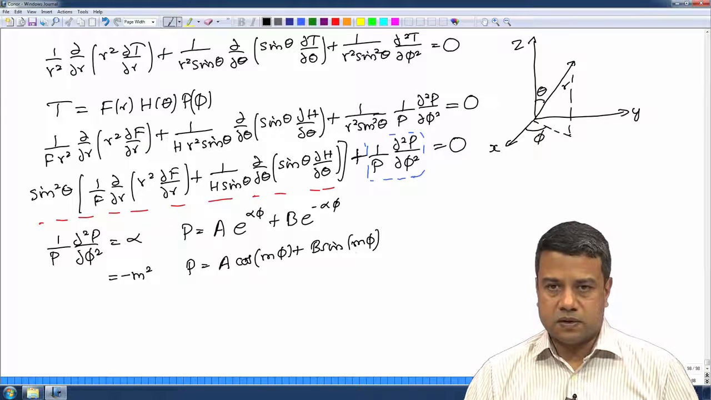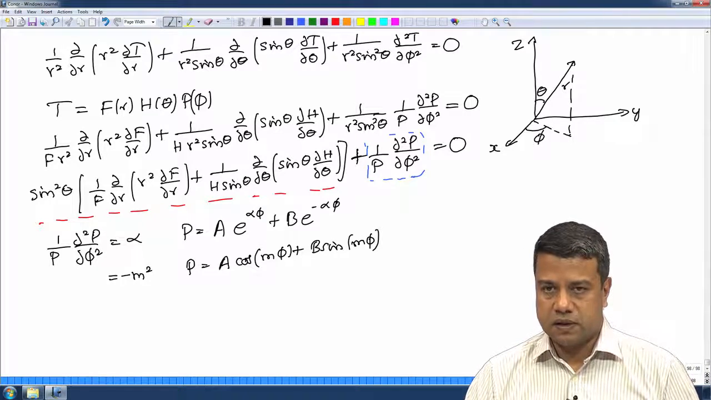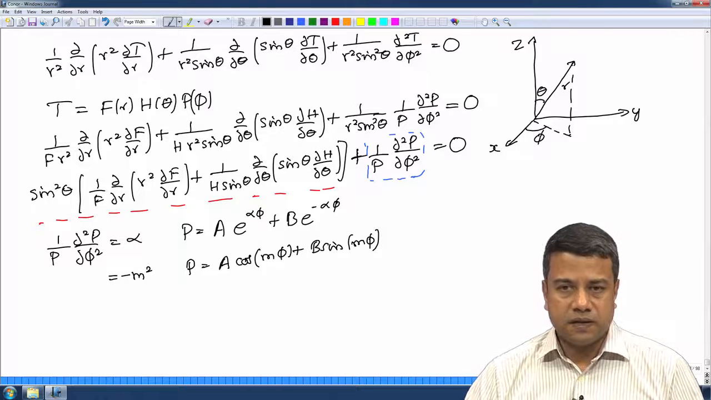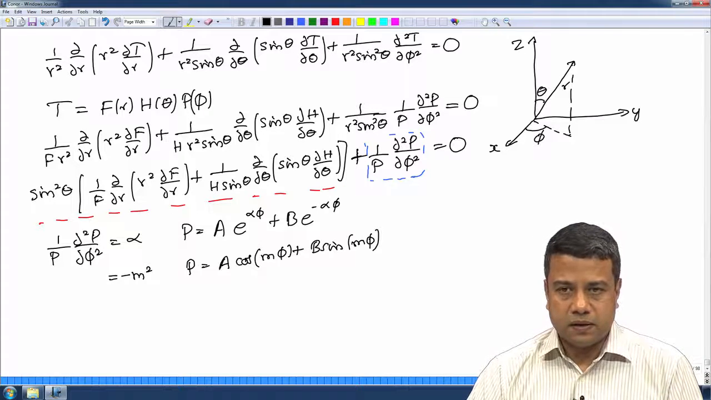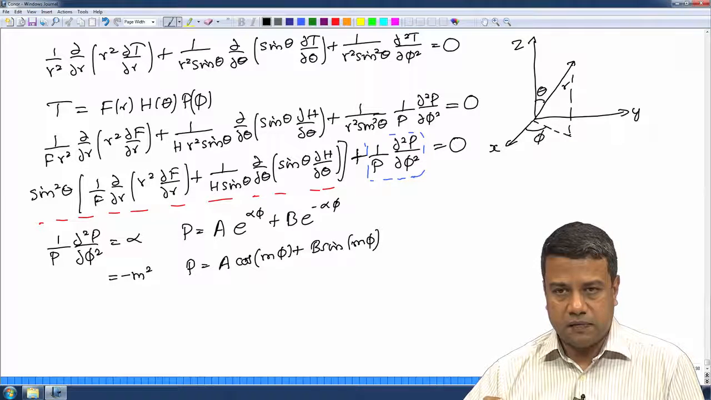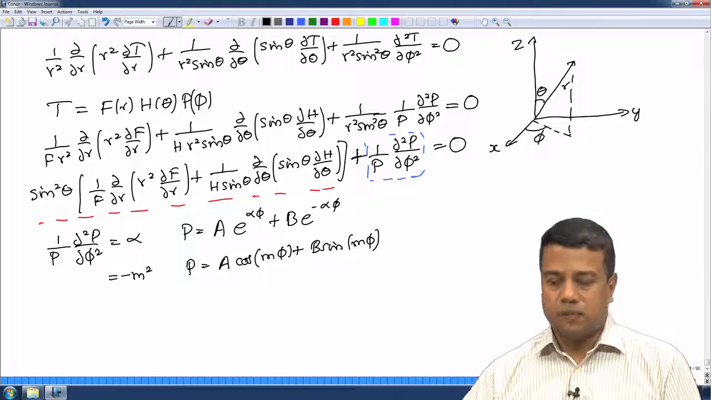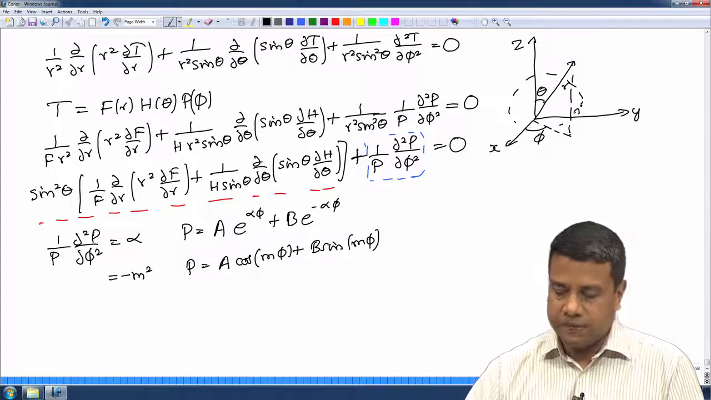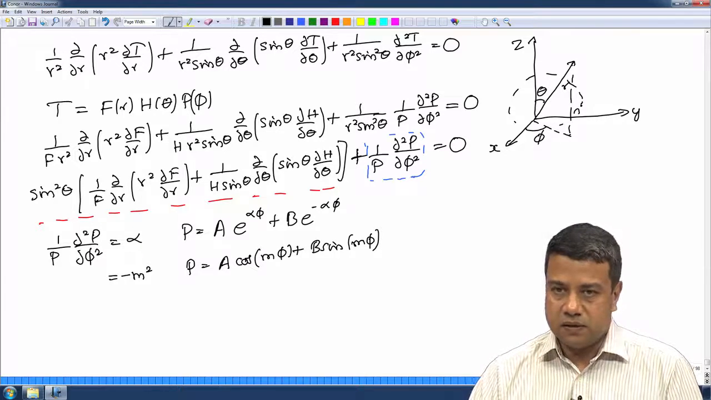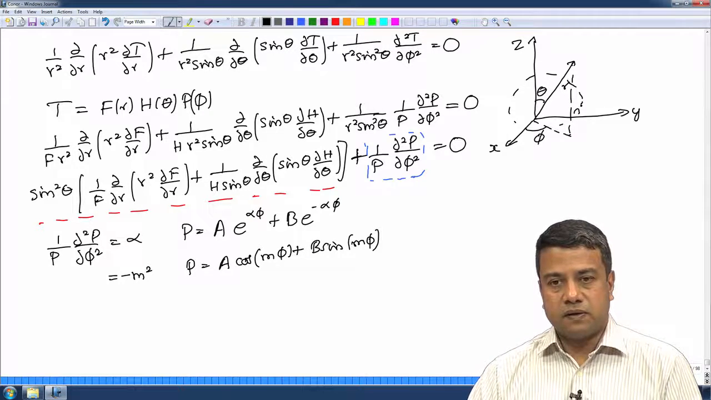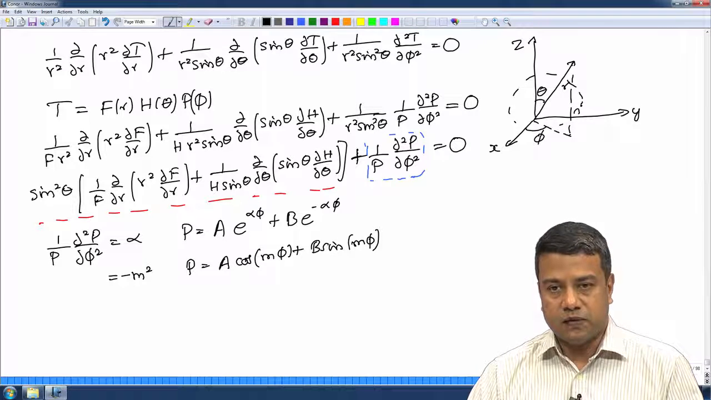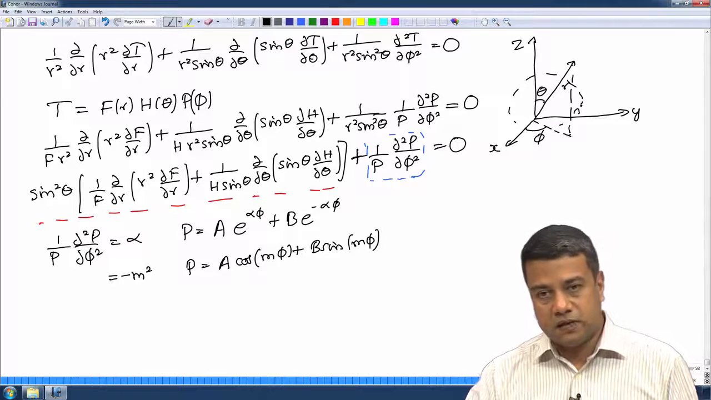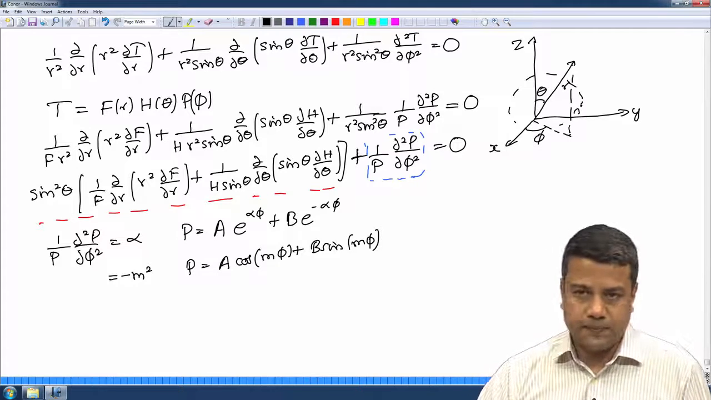Which of these should we choose? Should we choose a positive constant or a negative constant? That comes out of the symmetry of the problem. In the meridional direction, in the phi direction, there is no physical boundary. If you increment phi by 2 pi, you go all the way around the axis and you come to the same physical location in space. So, even though the coordinate has been incremented by 2 pi, the location in physical space is exactly the same. Therefore, the temperature at that location has to be exactly the same.